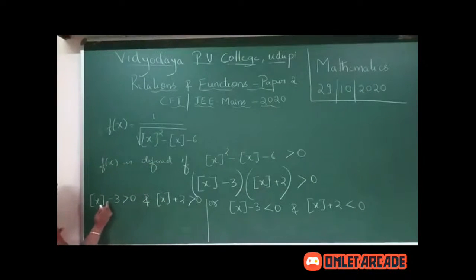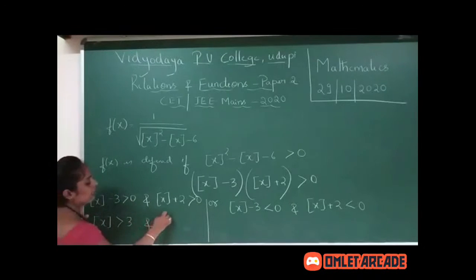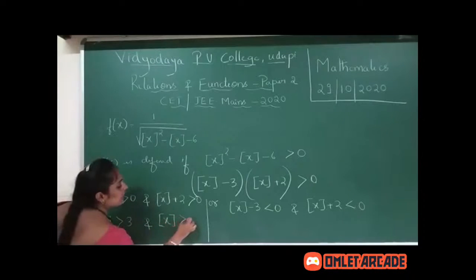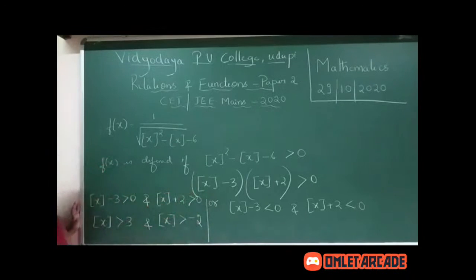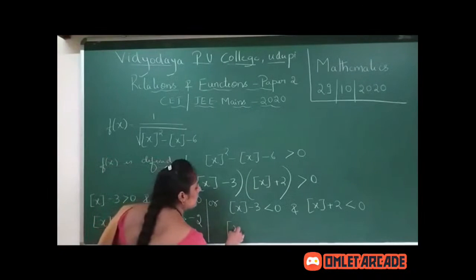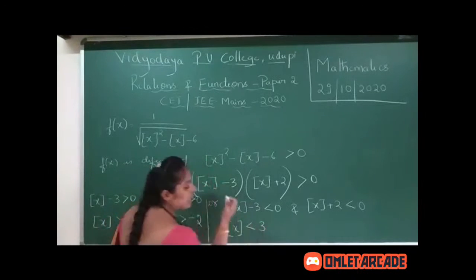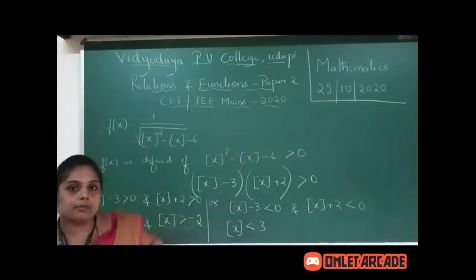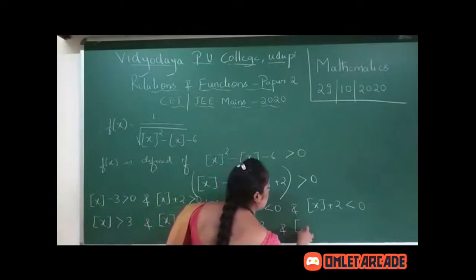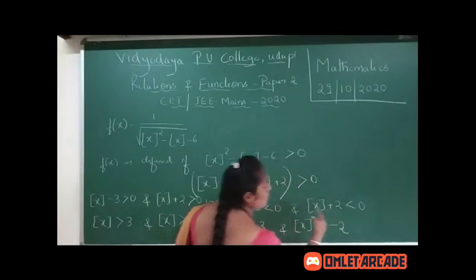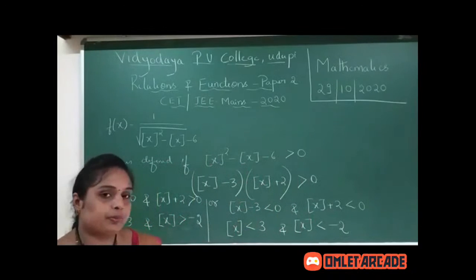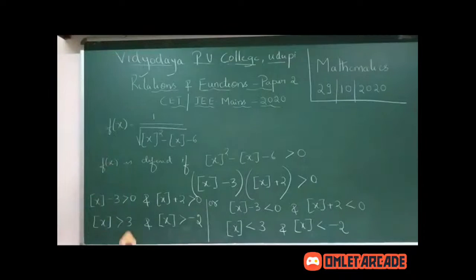So here if I solve this plus minus, if I shift this side, what will I get? Greatest integer x is greater than 3. Okay, 3 will be shifted here, and here greatest integer x is greater than minus 2. Plus 2 you shift here, it becomes minus 2. And that if I solve, greatest integer x is less than 3. That 3 you shift that side, minus 2 becomes plus 3, and greatest integer x is less than minus 2. Plus 2 you shift that side, it becomes minus 2. Okay, now I'll rub this.